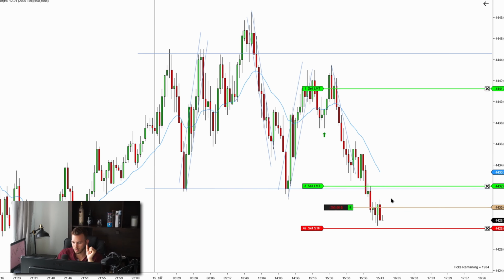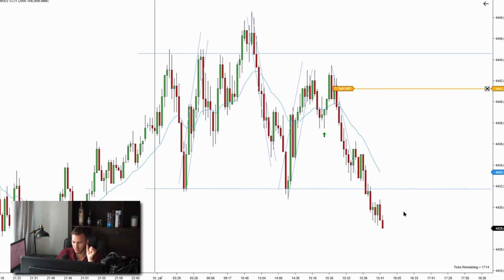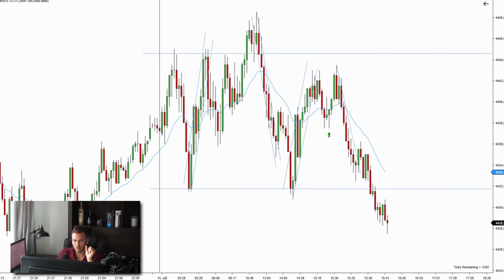Okay, so you guys can see a big bearish bar. And I got stopped out here. So we got trapped here. Let me mark this trade.